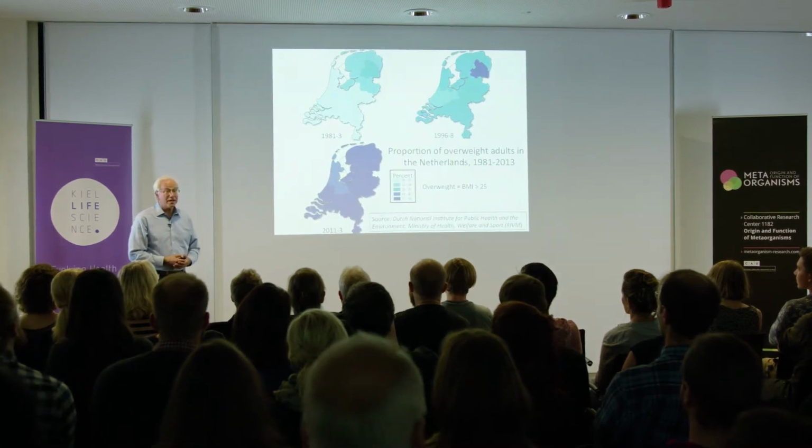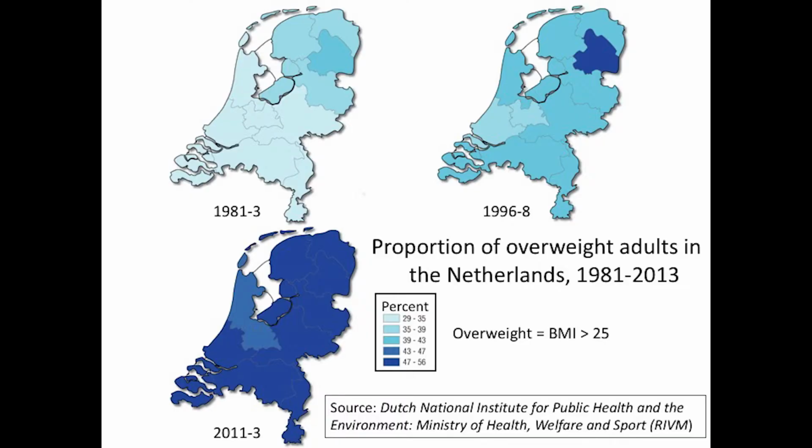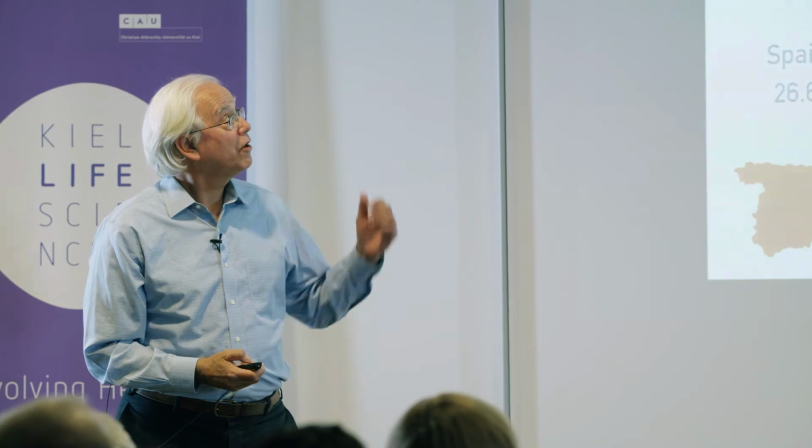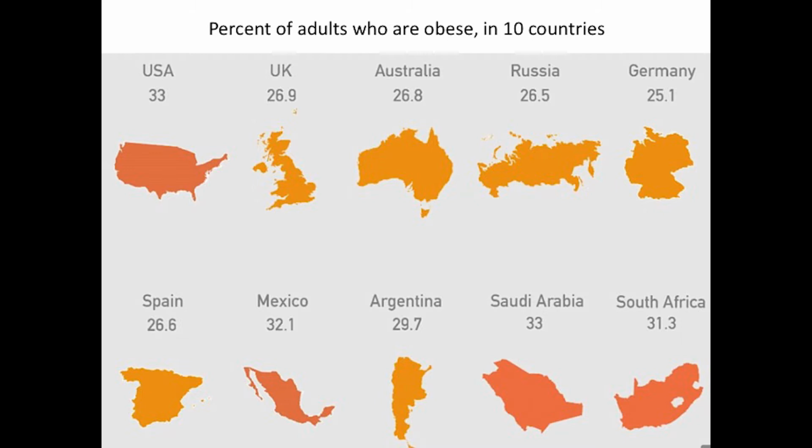But it's not just in the United States. Here are data from the Netherlands over about a 30-year period looking at the proportion of adults who are overweight. You can see the same kind of trend. Here's percent of adults who are obese in 10 countries. Here's the US. Here's Germany, not too far behind. Some of the other countries that have very high rates are Mexico, Saudi Arabia, South Africa. These are developing countries, or countries that we might not ordinarily associate with obesity.